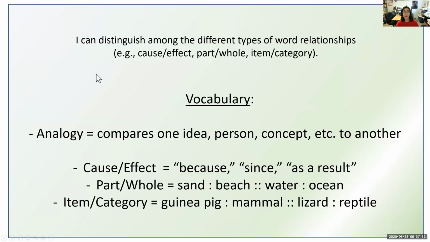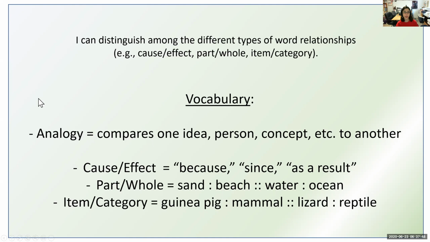So our I can statement, which is kind of like our goal for the lesson, is I can distinguish among the different types of word relationships, such as cause and effect, part whole, and item category relationships.